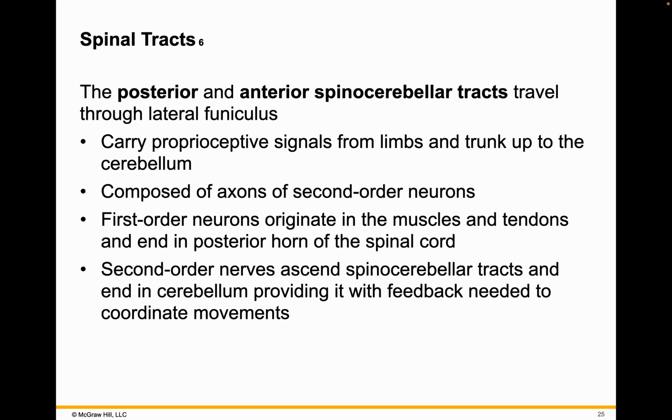The posterior and anterior spinocerebellar tracts travel through the lateral funiculus, carrying proprioceptive signals from the limbs and trunk up to the cerebellum. Axons are second-order neurons. First-order neurons originate in the muscles and tendons and end in the posterior horn of the spinal cord, while the second-order neurons ascend the spinocerebellar tracts and end in the cerebellum, and the cerebellum is using it for feedback to coordinate movements.